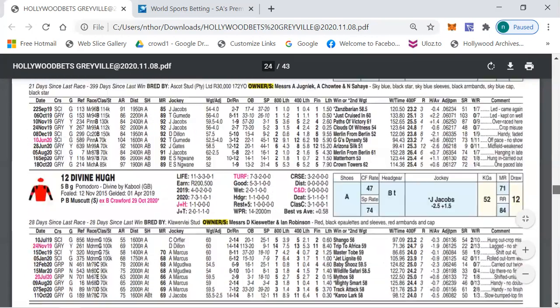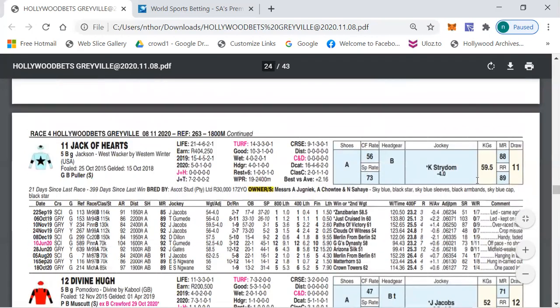Number 11, Jack of Hearts. Jack of Hearts is getting -4, and has also run against some very good opposition. The 1800 might be just a little bit short for him, but I think the horse can improve. I see lately they put on blinkers for the horse, and it's getting a -4, that will definitely make a huge difference. And from the Gold Puller yard, so include Jack of Hearts in your calculations.